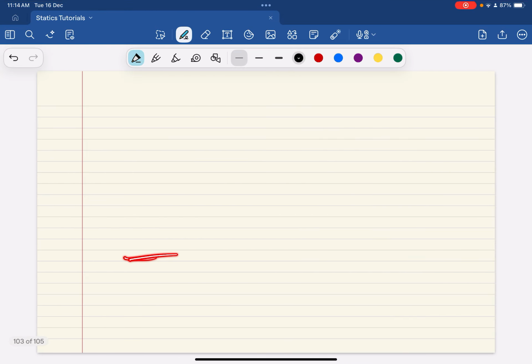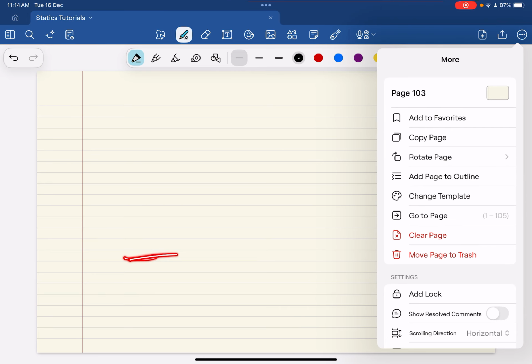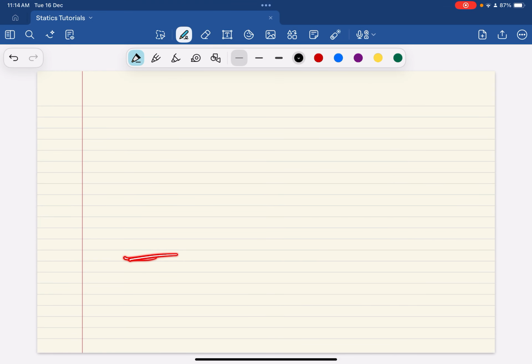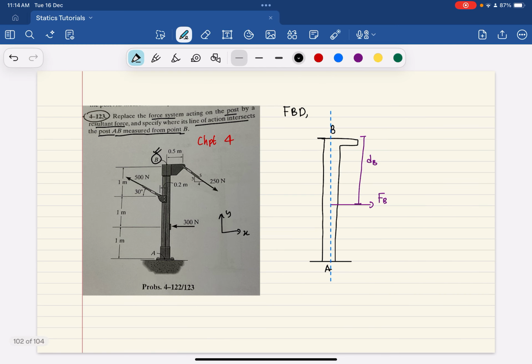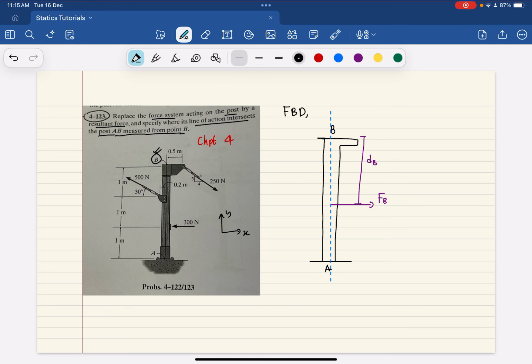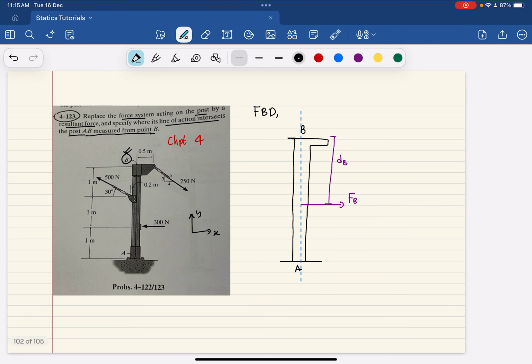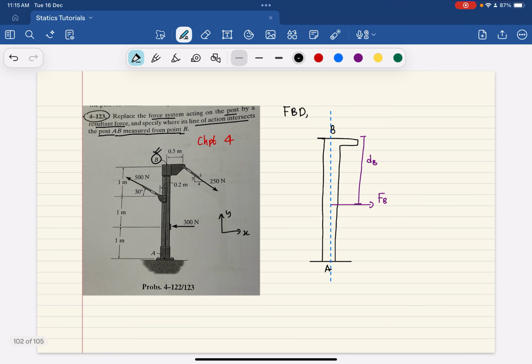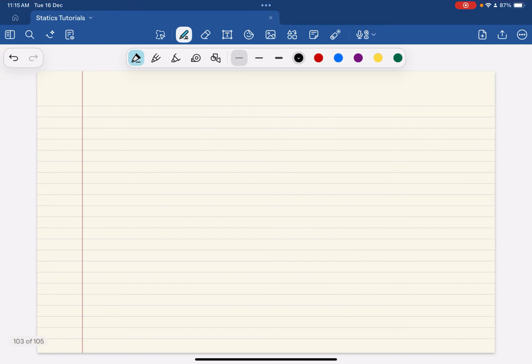Oh, space and error, I guess. Let me delete this page first. Okay, and let me add a new page to it. All right, so what we're going to do is find the resultant force itself, so in the X direction.